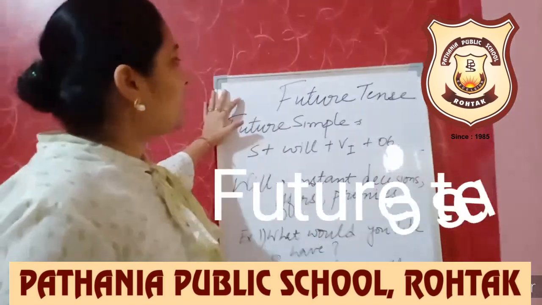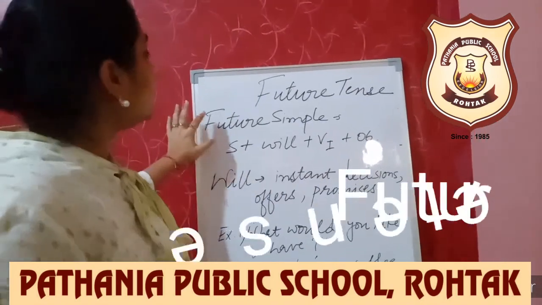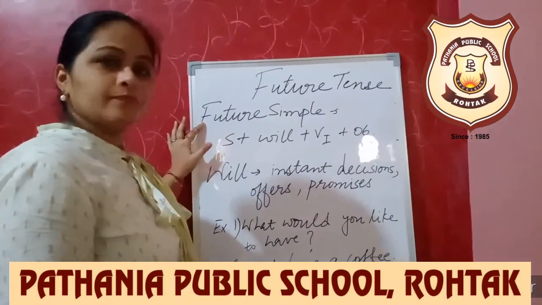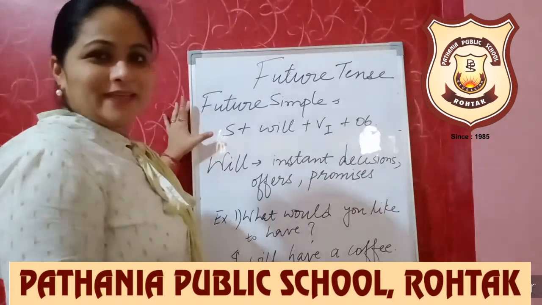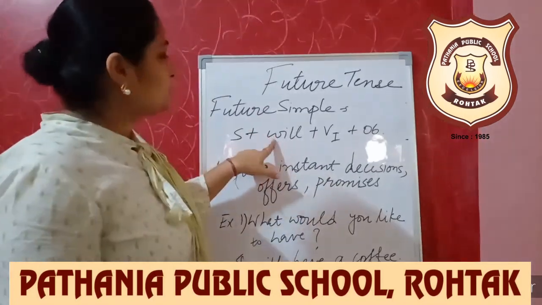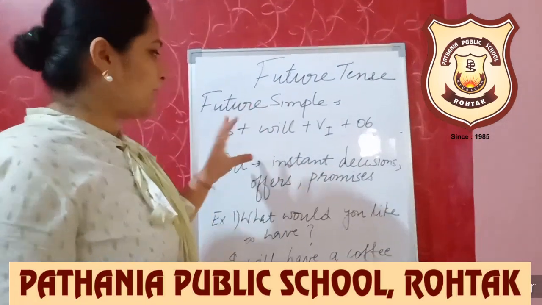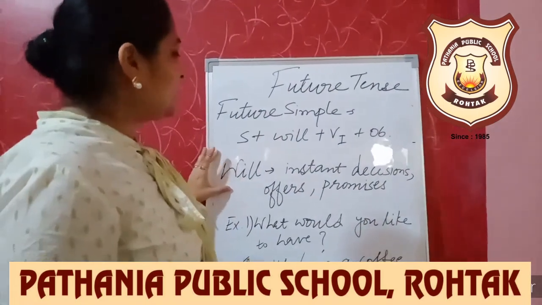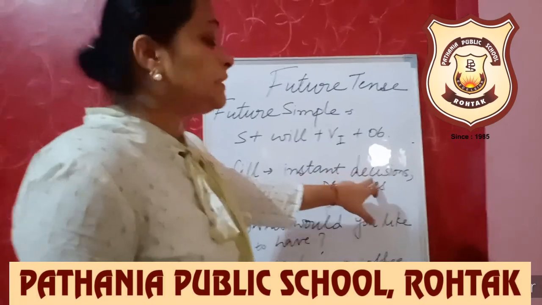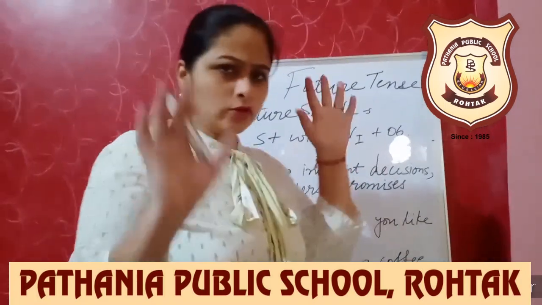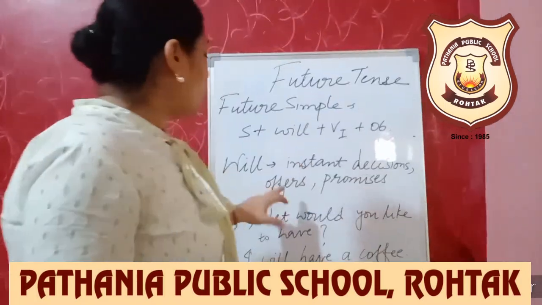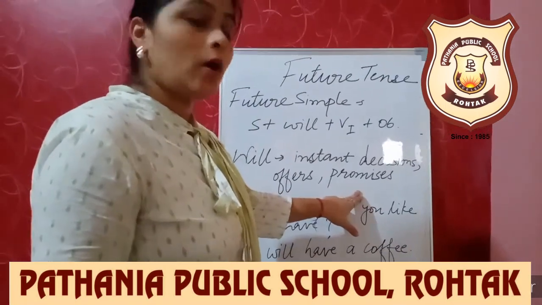So let's understand future tense. Okay, so future simple. This is very tricky actually. Subject plus will plus verb first form plus object. You need to just understand it. So will basically is used with instant decisions, okay, which you have not decided prior, or offers or promises.